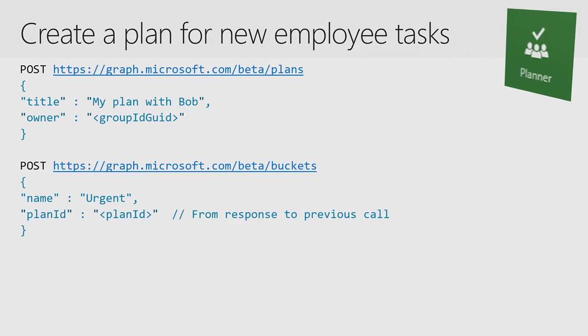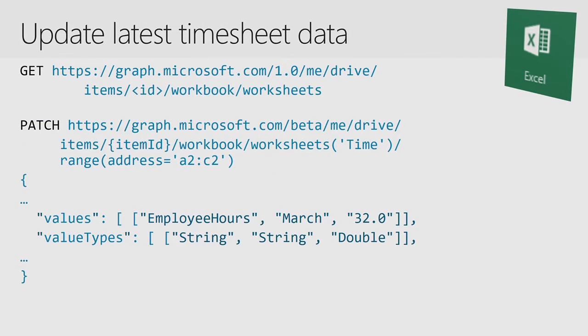And then we could say, okay, now we need a plan in Planner for that user. So using the graph, we can go to our plans and create a new plan. And then we can start adding buckets to the plan and start adding tasks, all through the graph. Okay, and then maybe we need an Excel spreadsheet, some timesheets for the user. We can upload those as well.